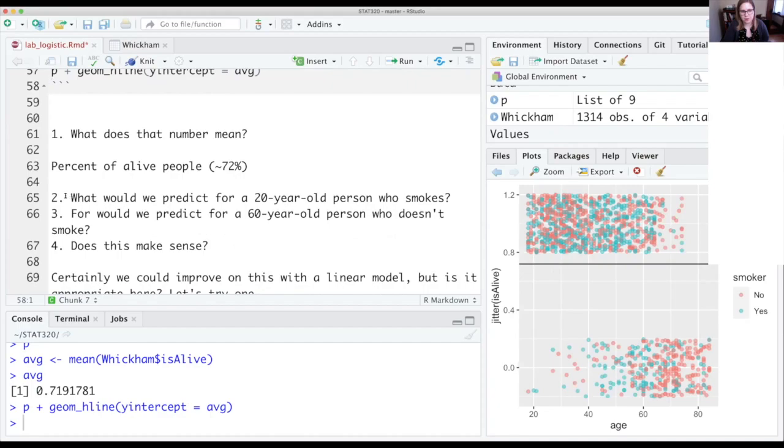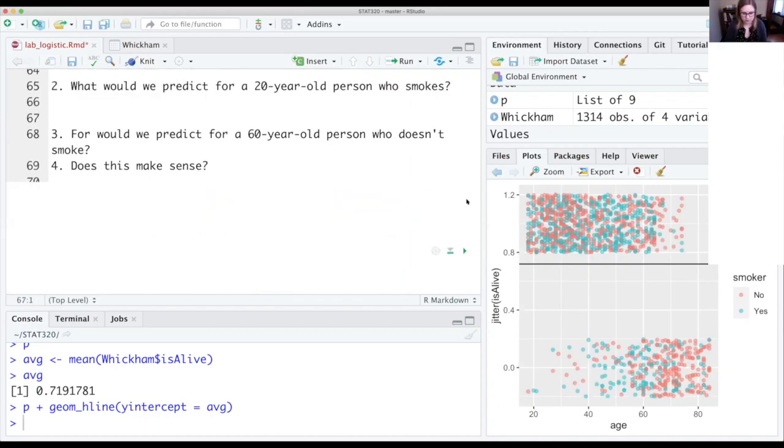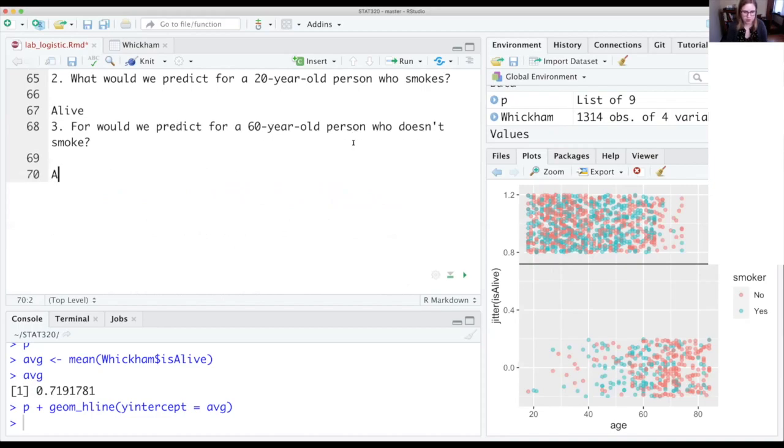And so I have some questions here. What would it predict for a 20-year-old person who smokes? It would predict 0.72. It would predict they're alive. What would it predict for a 60-year-old person who doesn't smoke? It would predict alive. It would just predict alive for everyone.